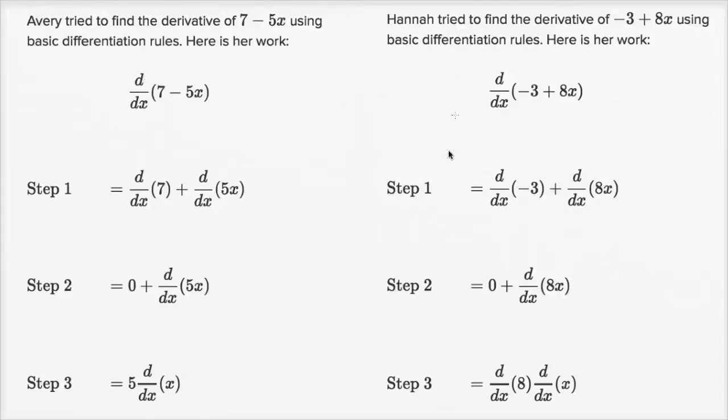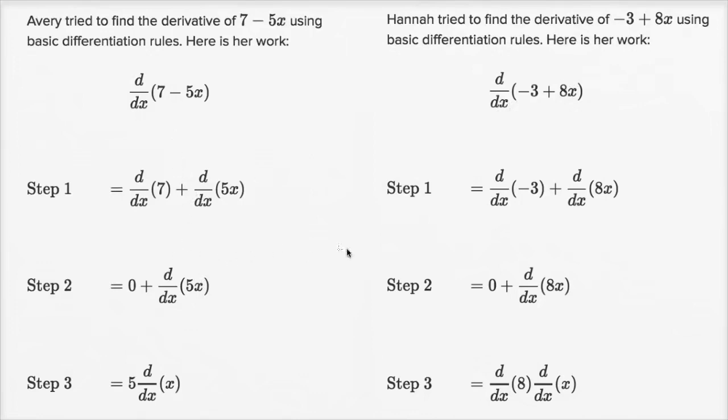So we have two examples here of someone trying to find the derivative of an expression. On the left-hand side, it says Avery tried to find the derivative of 7 minus 5x using basic differentiation rules. Here is her work. And on the right-hand side, it says Hannah tried to find the derivative of negative 3 plus 8x using basic differentiation rules. Here is her work. And these are two different examples from differentiation rules exercise on Khan Academy.